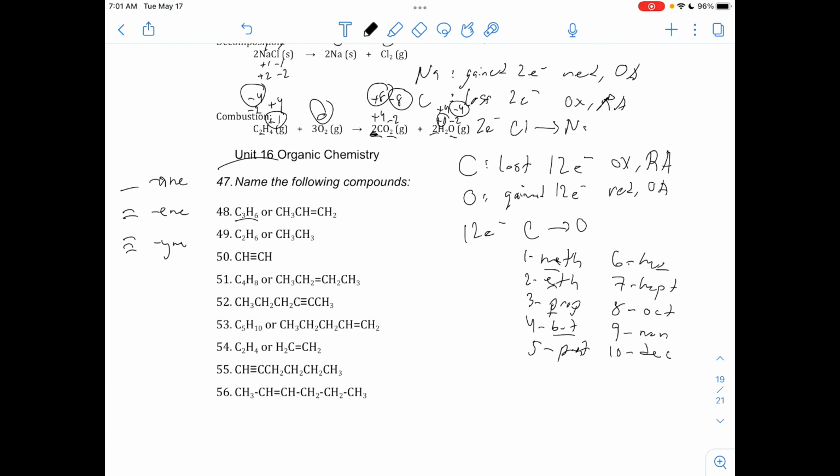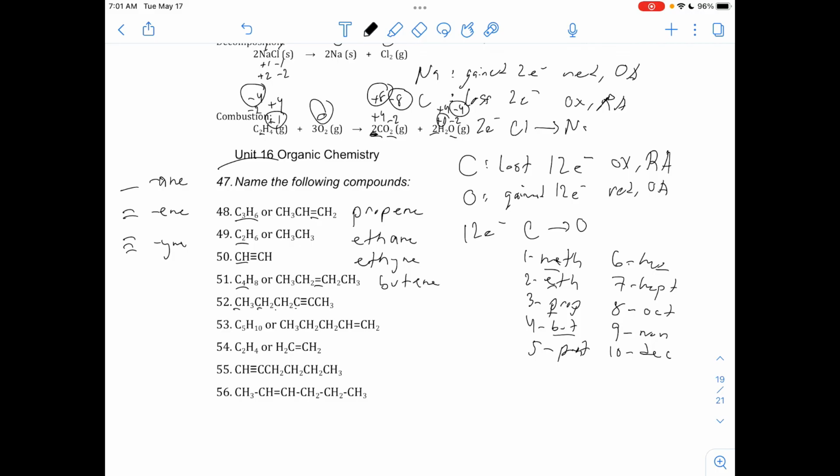Okay, so this one has 3 carbons and a double bond. So 3 is prop, and with the double bond, propene. The next one is 2 carbons, ethane. The next one is 2 carbons again, so eth, but a triple bond, so ethyne. The next one is 4 carbons, so it'd be but, and there's a double bond, so butene.